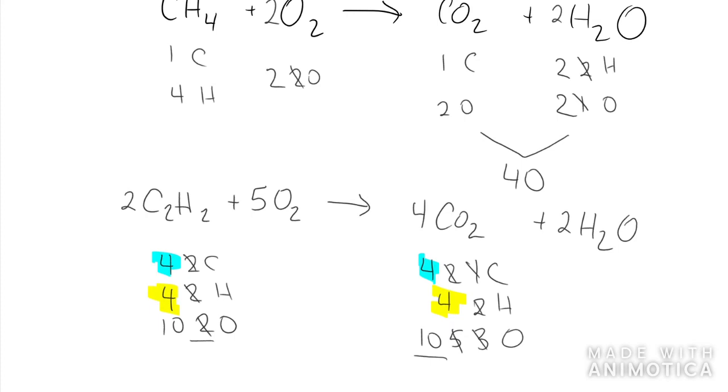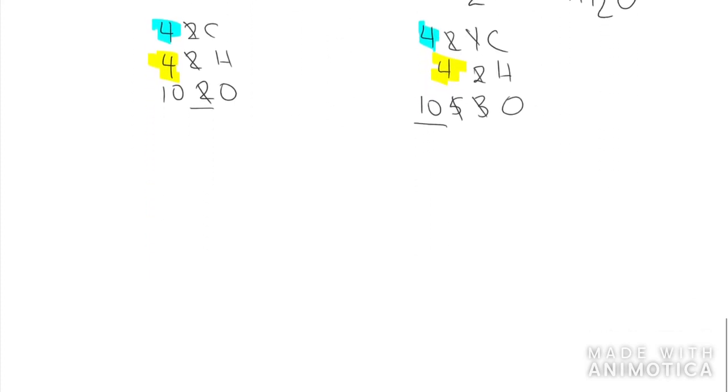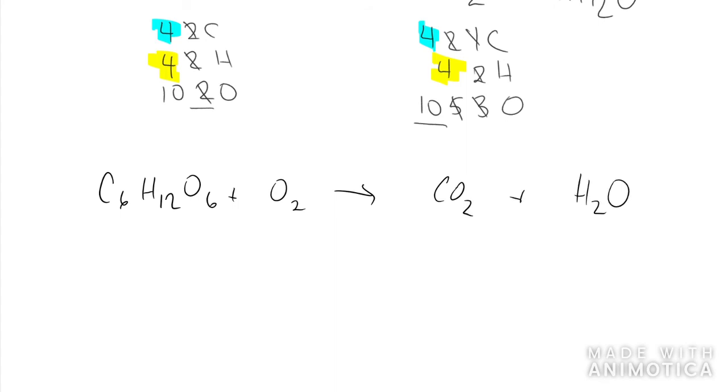Okay, let's try one more. So this one will actually have oxygen in it. This is glucose. So it is C6H12O6. And again, we combine it with oxygen, and we'll get carbon dioxide and water. This is happening in your body all the time. This is your body breaking down glucose.